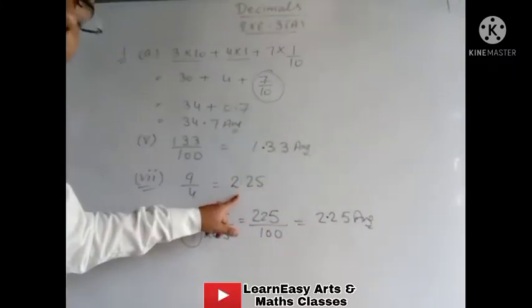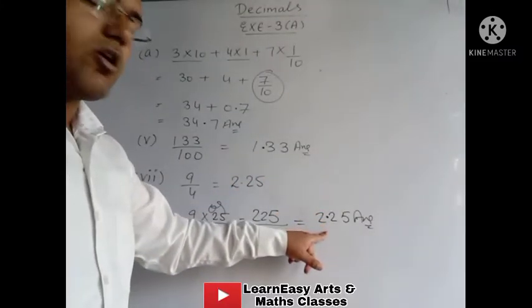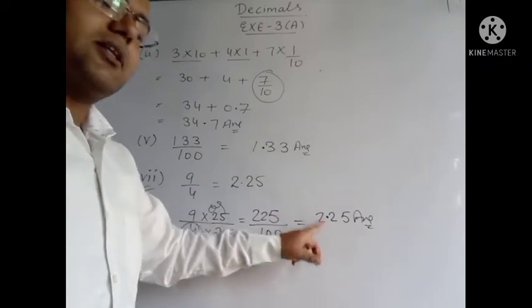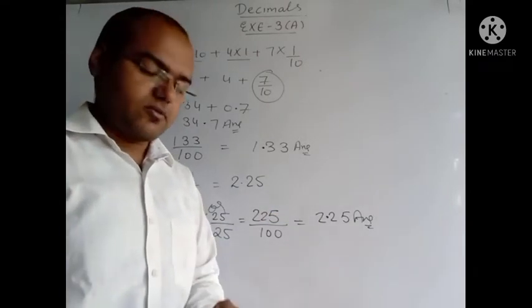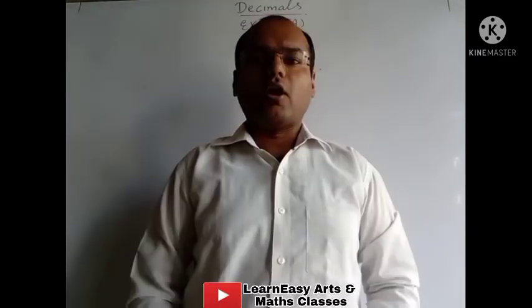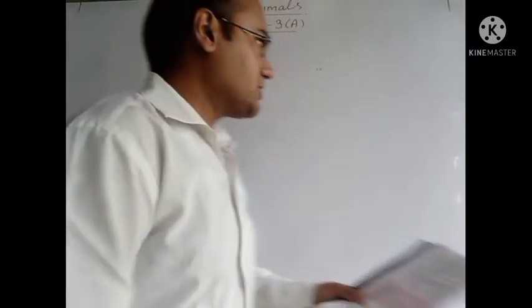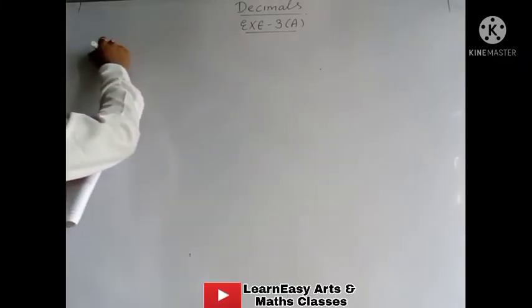Here also we are getting 2.25. Now here also we got 2.25. So both the methods are correct. You can use any method. So like this you have to do question number first. Now all of you see the ninth part. First question, part number 9.